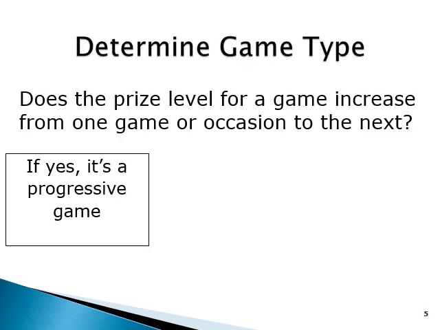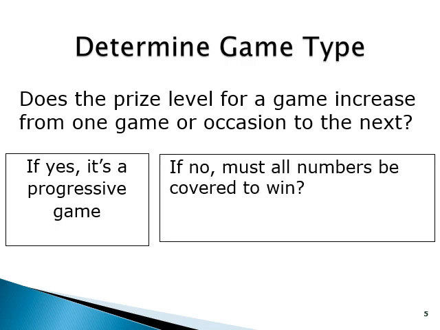So when it comes to determining what the maximum prize is for each game, first we have to make sure we are correctly classifying the type of bingo game that it is. Start with this question. Does the prize level for a game increase from one game or occasion to the next? If it does, then it's a progressive game. So if nobody wins the prize one occasion, then the next occasion does that prize go up for that same game? If yes, it's a progressive game. But if no, then you have to ask this question.